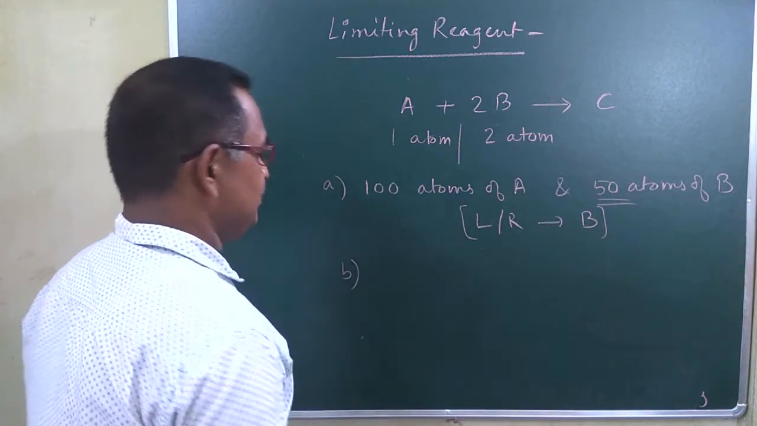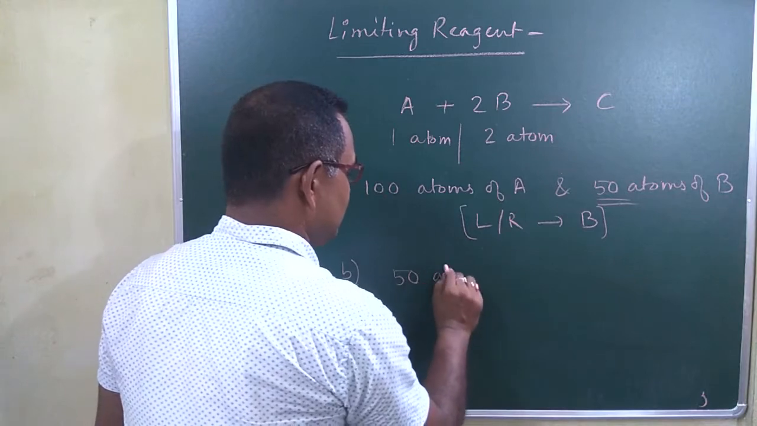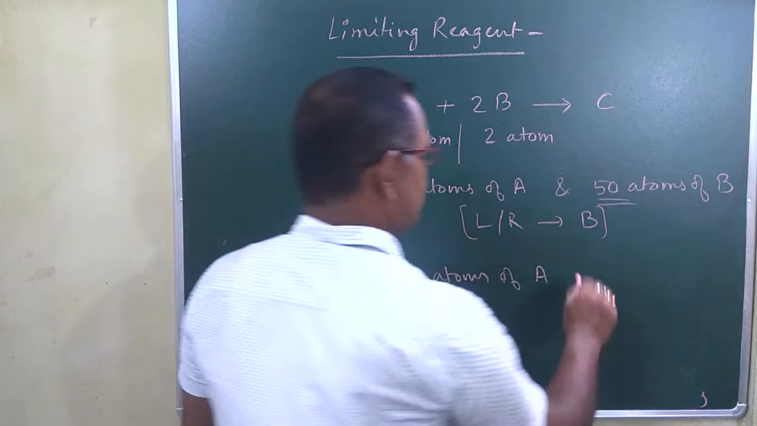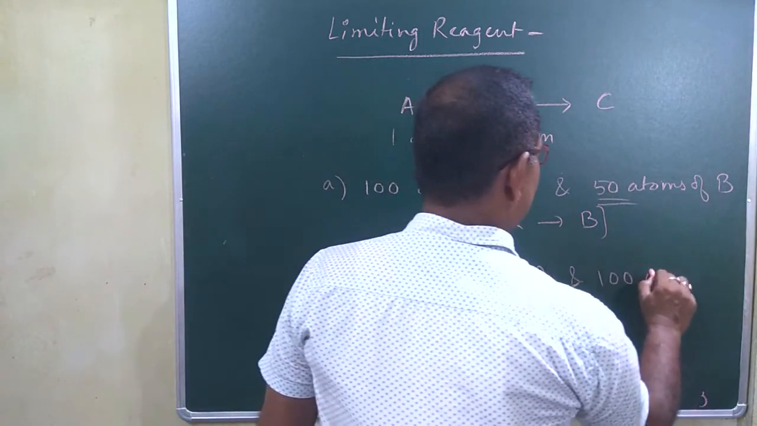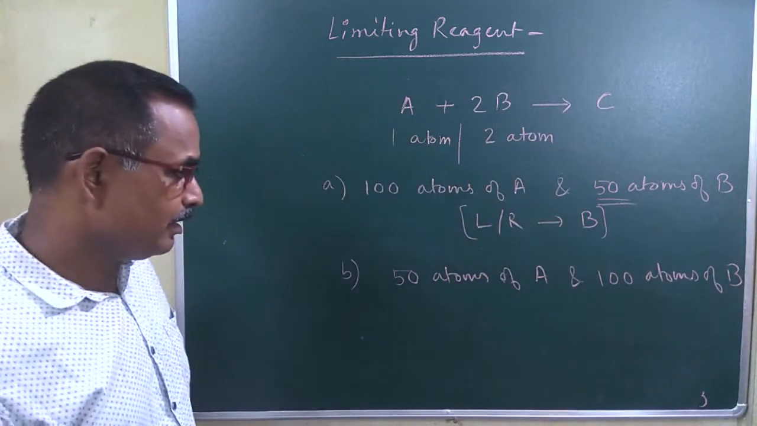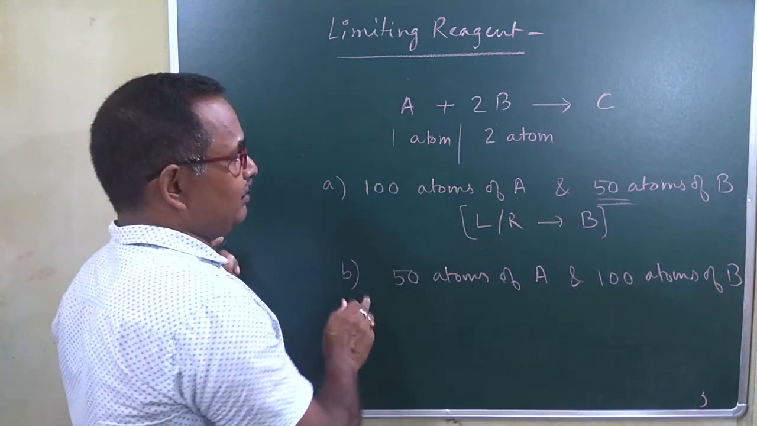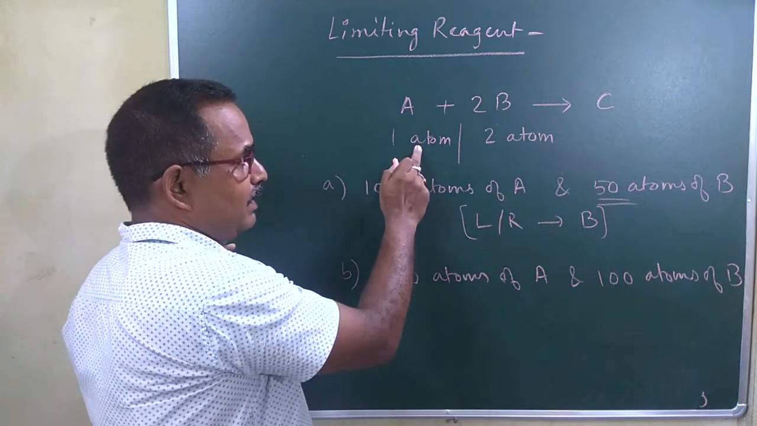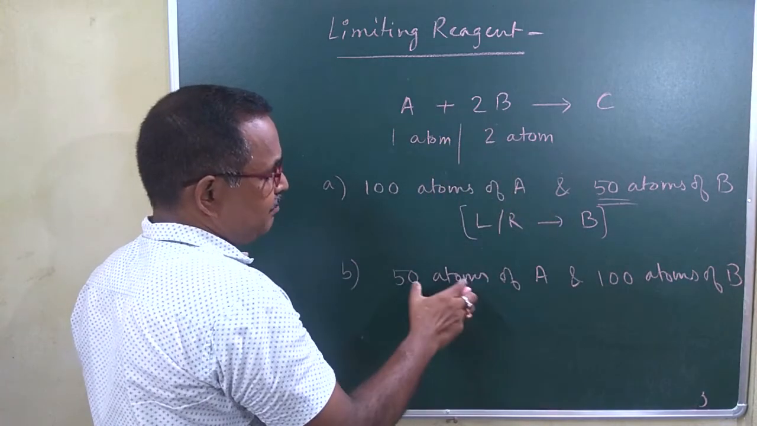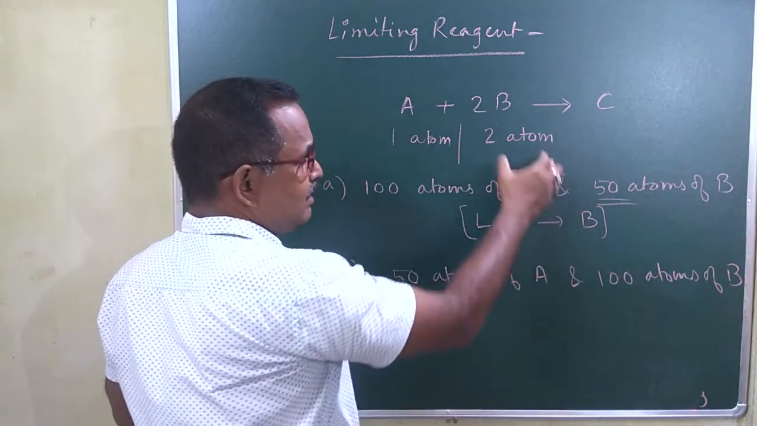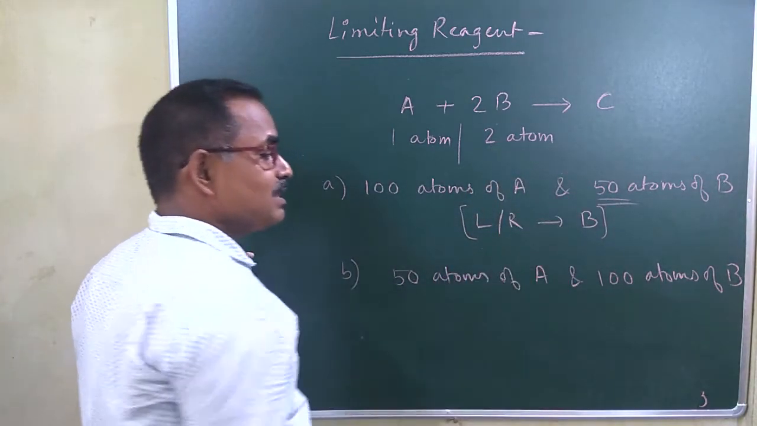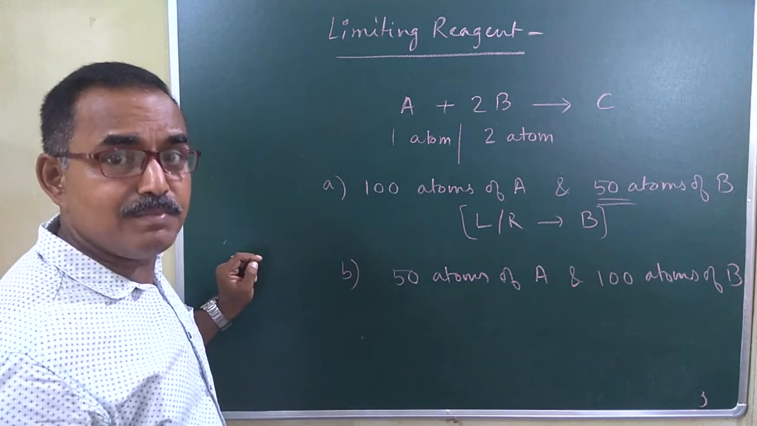Consider another situation. Say 50 atoms of A and say 100 atoms of B. Again go to the equation. 1 atom of A needs 2 atoms of B. From the equation we can say 50 atoms of A will need 50 times 2, that is 100 atoms of B. In this case, none is limiting reagent.